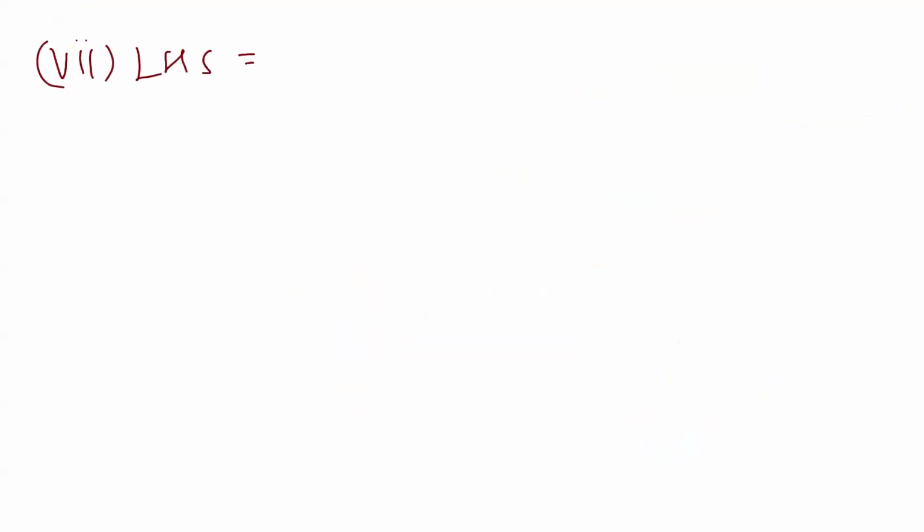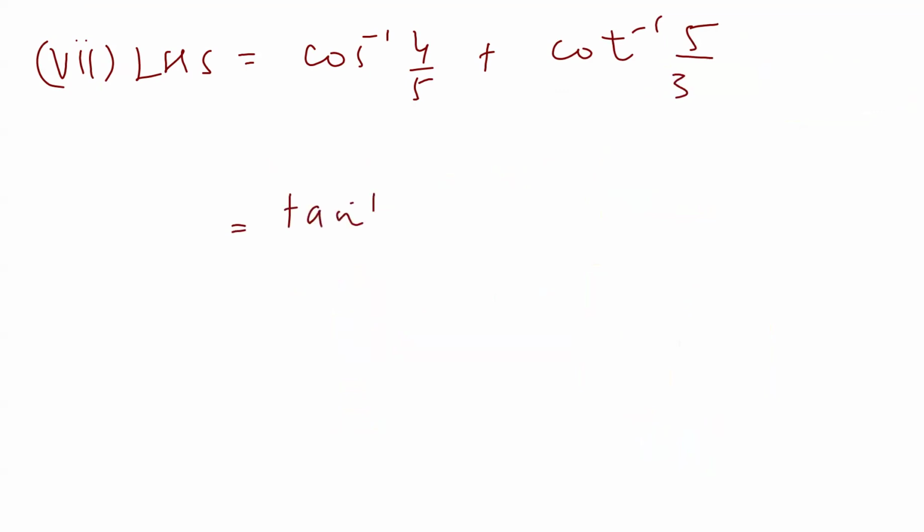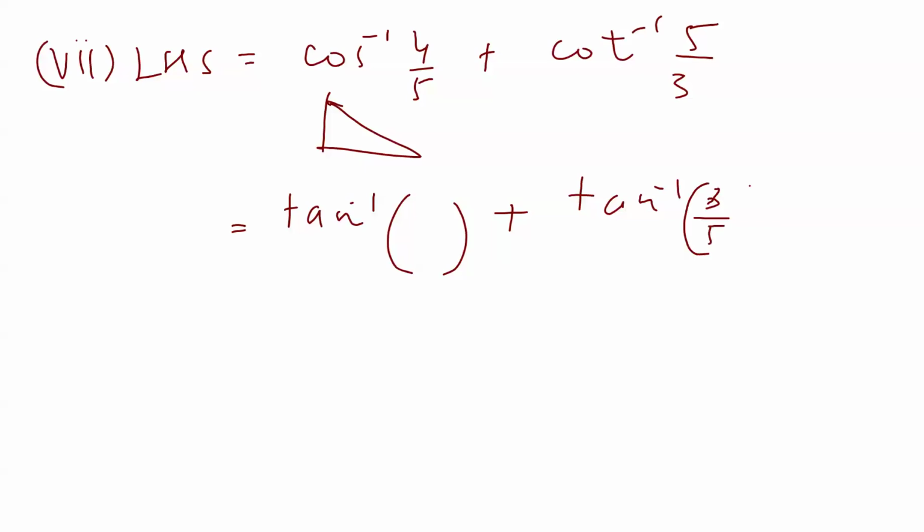LHS is equal to cos inverse 4 by 5, cot inverse 5 by 3. So convert cos inverse into tan inverse using the triangle method. And cot inverse 5 by 3 is tan inverse of 3 by 5. The reciprocal of cot inverse is tan inverse, and you reciprocate the value also, 3 by 5. Now use the tan inverse x plus tan inverse y formula, and you'll get your required RHS. Okay.